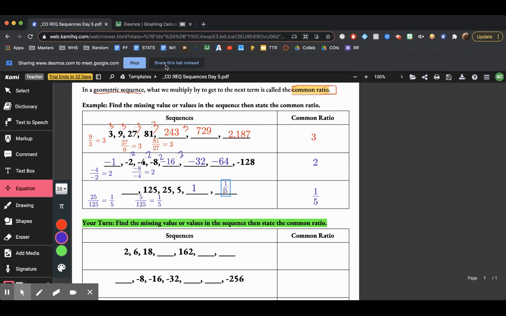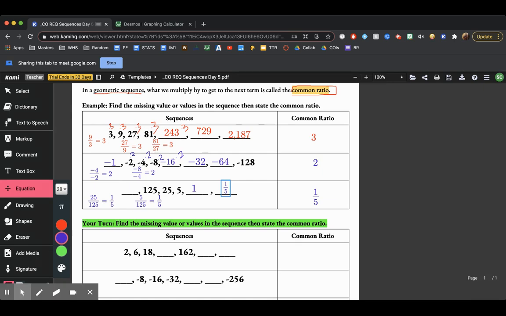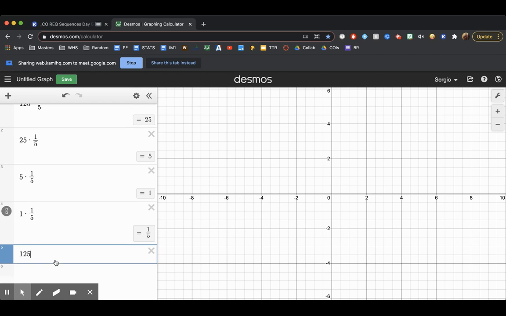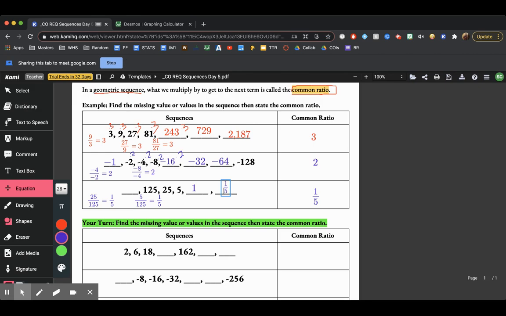Okay, so now we still need to find the first term in the sequence. If we were dividing by 5, then now we're going to be multiplying by 5, because we always work backwards. So we're going to do 125 multiplied by 5, and that gives me 625, which is my first term. Okay, now that completes our last example.